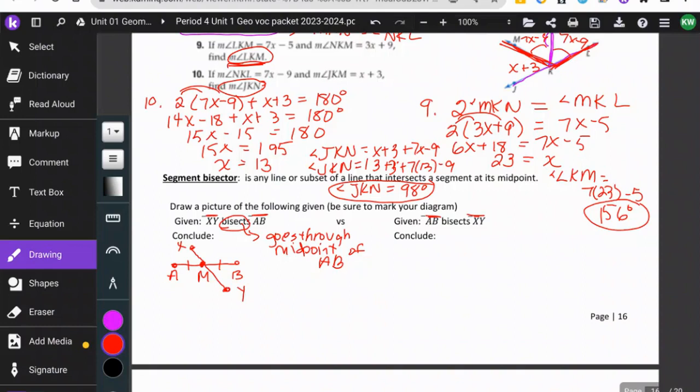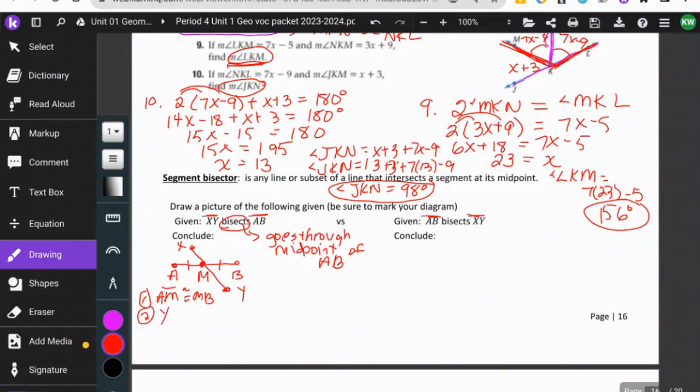All we know is that AB got bisected. In other words, XY went through the midpoint of AB. It does not work both ways. Conclusions. All right, what can I decide based off the definition of bisects? I know that AM is congruent to MB, and we could do measure of and all that stuff.